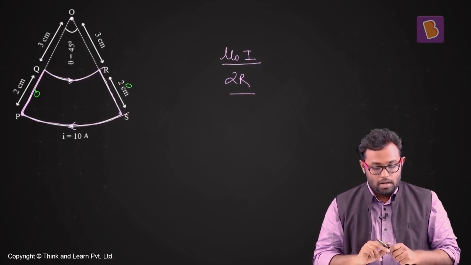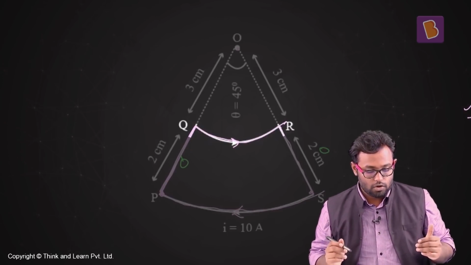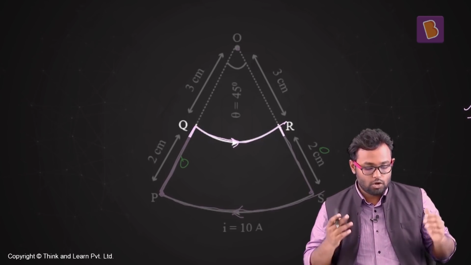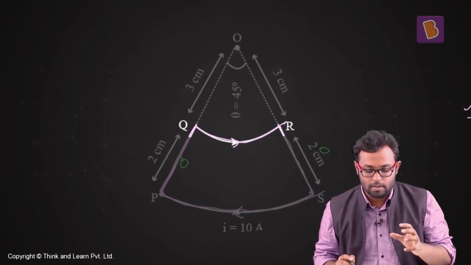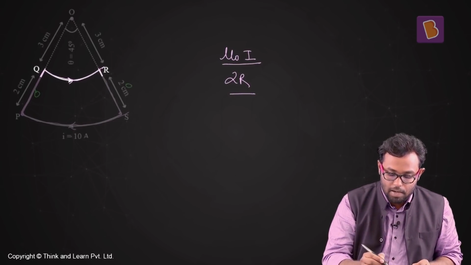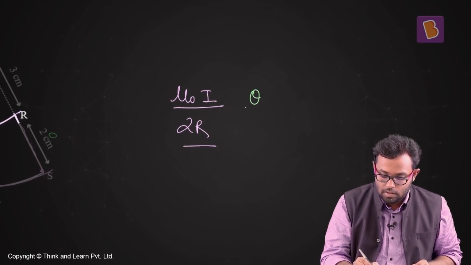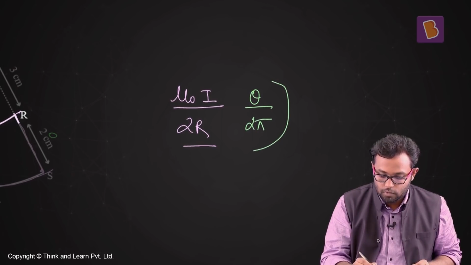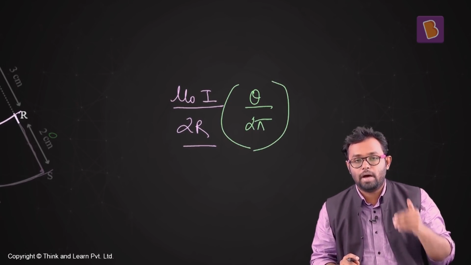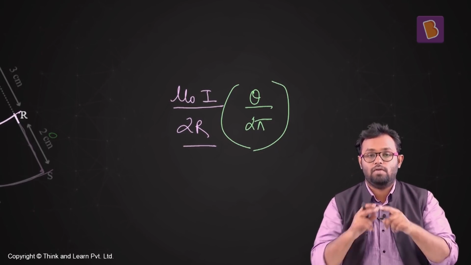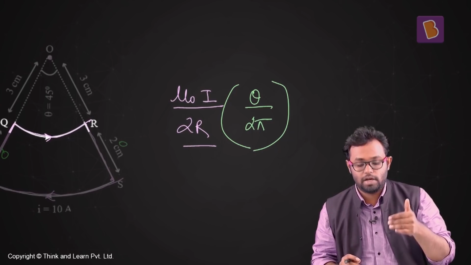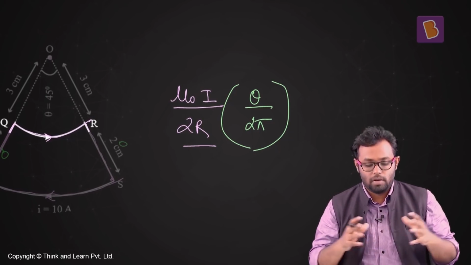All right. Now let me see for QR. But again, QR is not a whole circle. This formula works for a whole circle. And what is the formula for an arc? All you have to do is multiply this formula with theta by 2 pi. So when theta becomes equal to 2 pi, the formula is mu naught I by 2R. When theta is equal to, say, just pi, you have half a circle, then the formula becomes mu naught I by 4R, and it would cover any arc.